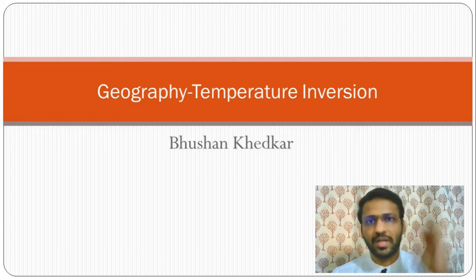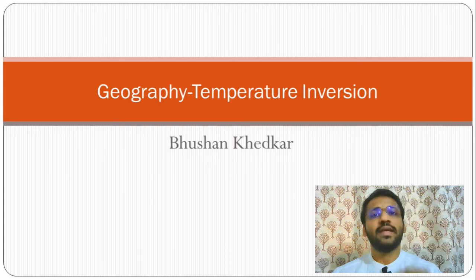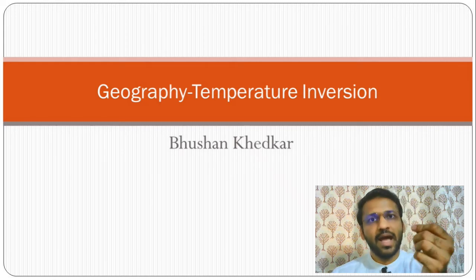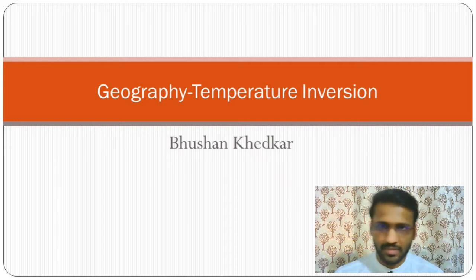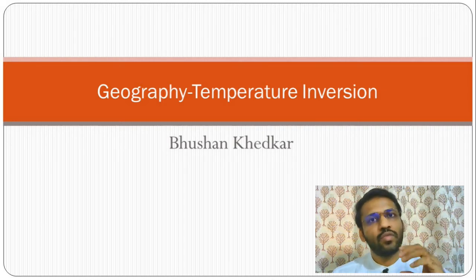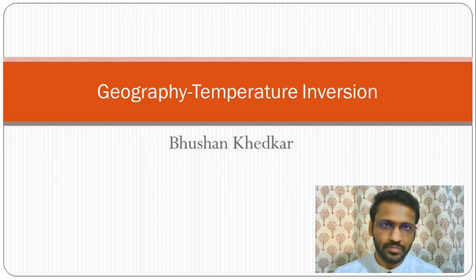This is called as a temperature inversion. Or let us say 1 degree decrease at every 164 meters. So this is a vertical change in the temperature.